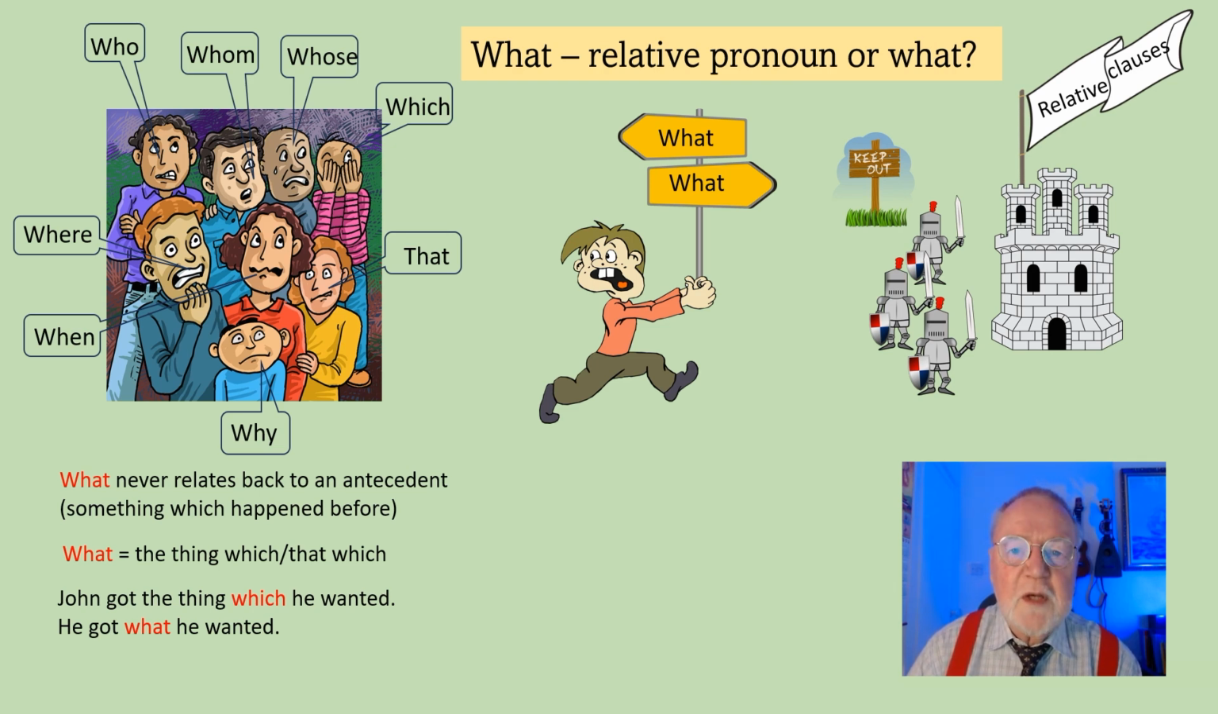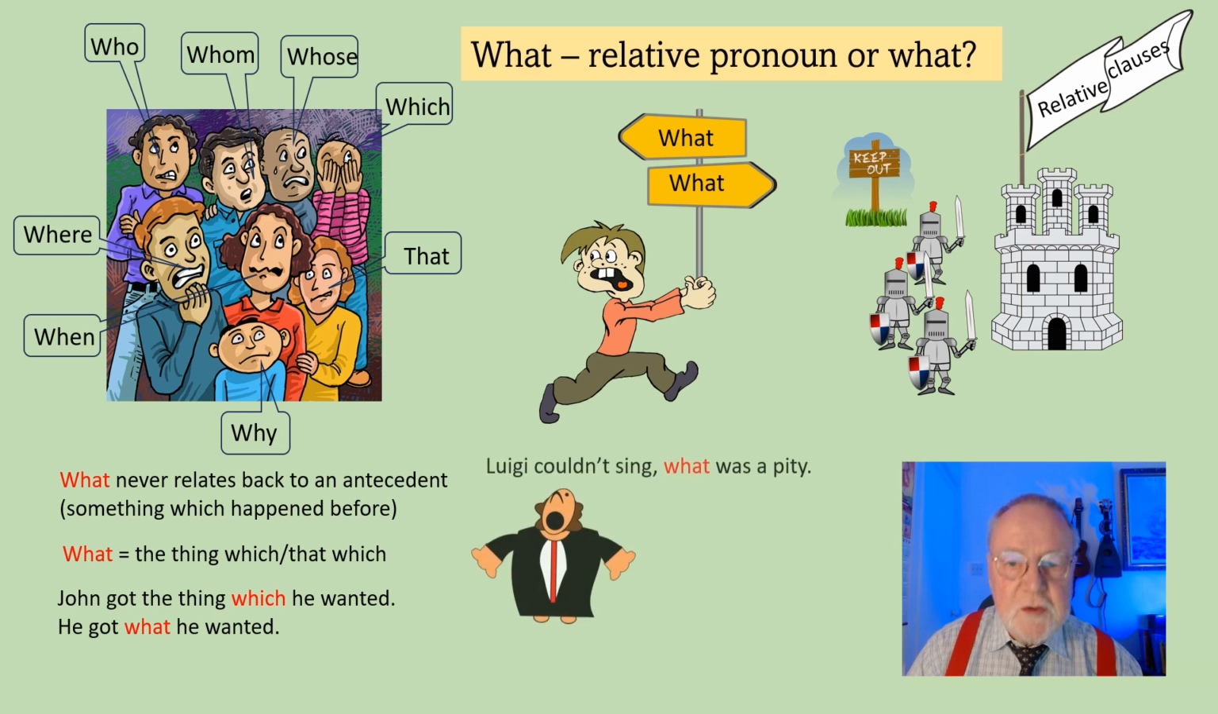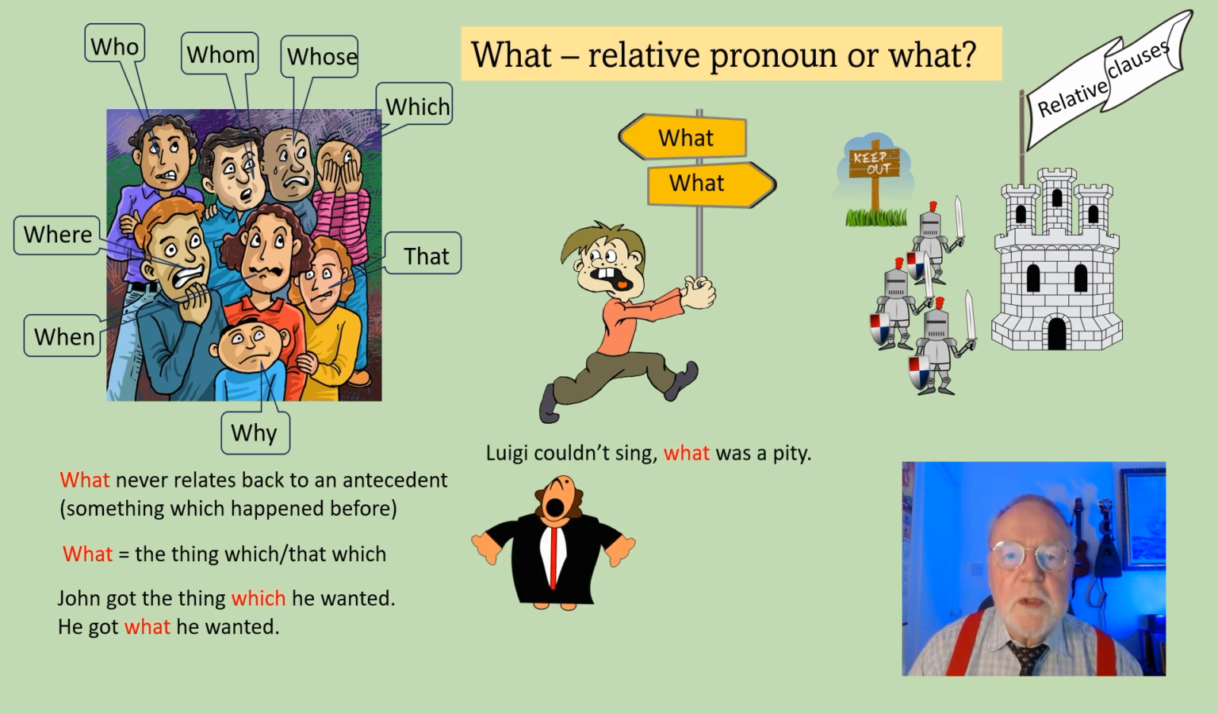Now that's an unusual way of speaking English, and a better way would be to say he got what he wanted. But the what, you notice, doesn't relate to something which came first in the sentence. It relates to what he wanted. Here's quite a common mistake. Luigi couldn't sing "What Was a Pity." No, we can't say that. Luigi couldn't sing "Which Was a Pity."